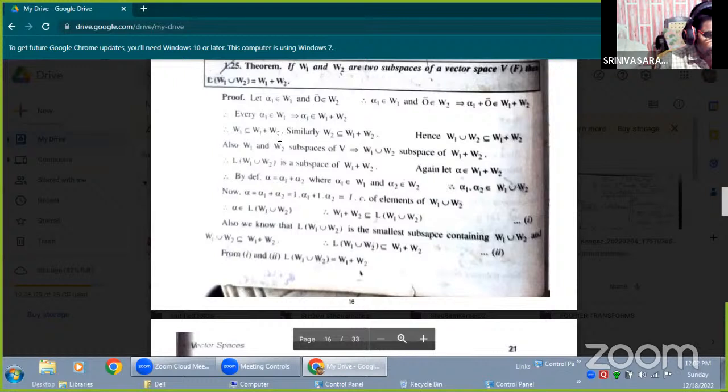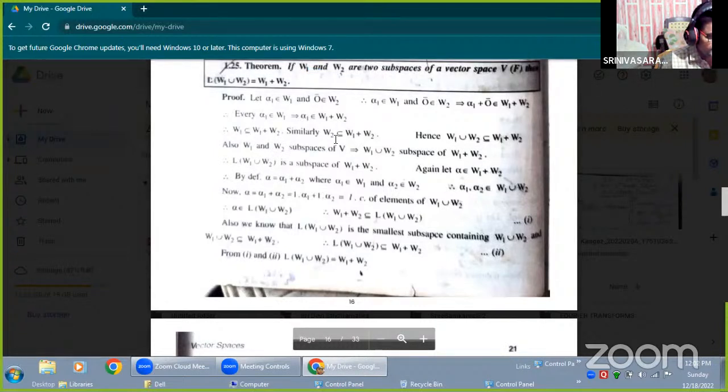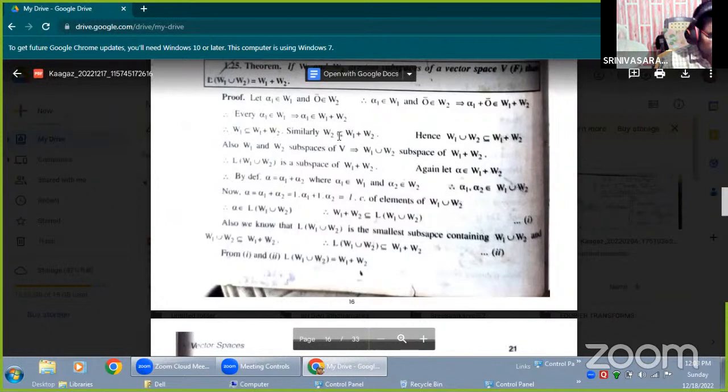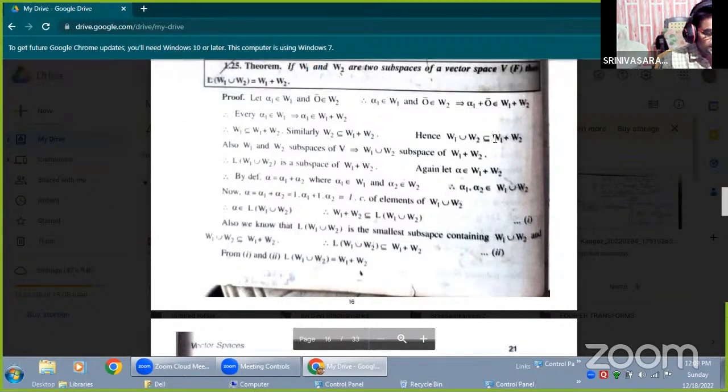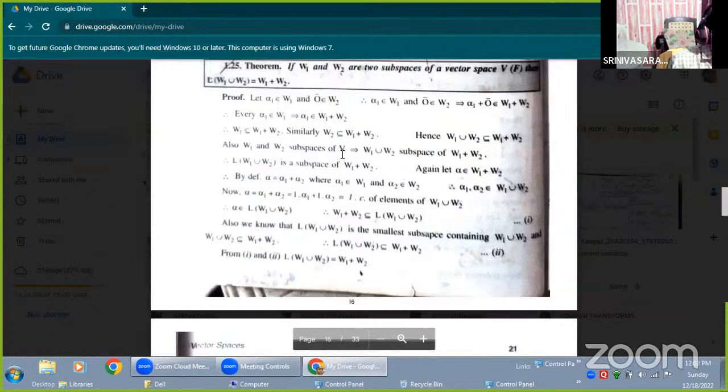Therefore, W1 is a subset of the sum of the subspaces, and the second subspace is also contained in the sum of the subspaces. Therefore, overall, the union of the subspaces, W1 union W2, is contained in W1 plus W2. That's it. For any two subspaces W1, W2, the span of the union of the subspaces is a subspace of the sum of the subspaces. Therefore the linear span of the union, that is the linear sum of the subspaces, is a subspace of W1 plus W2.